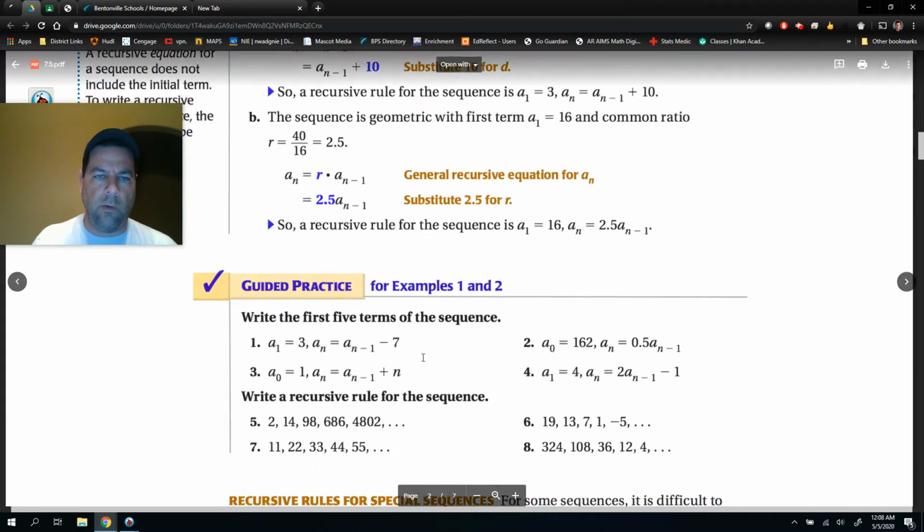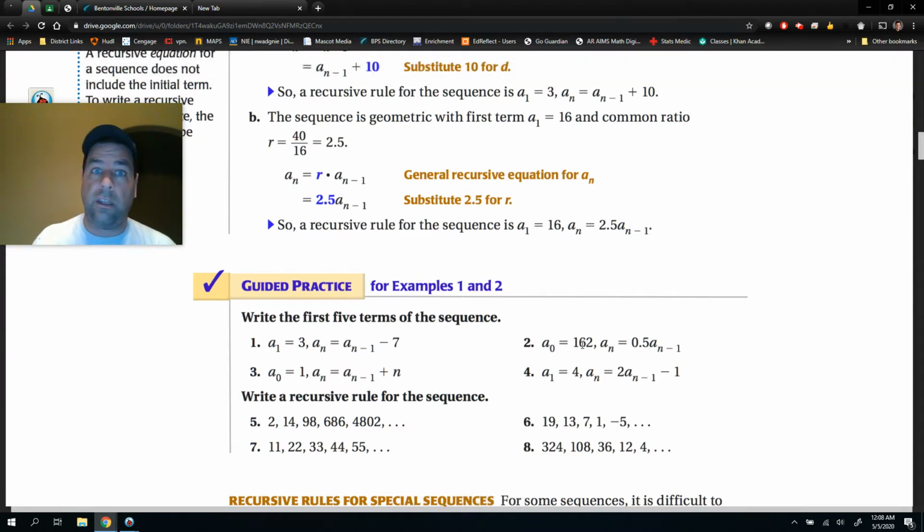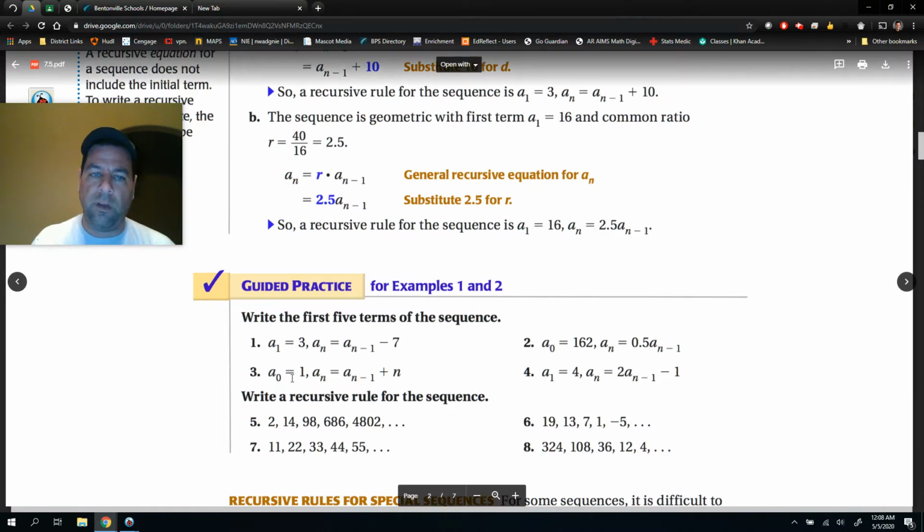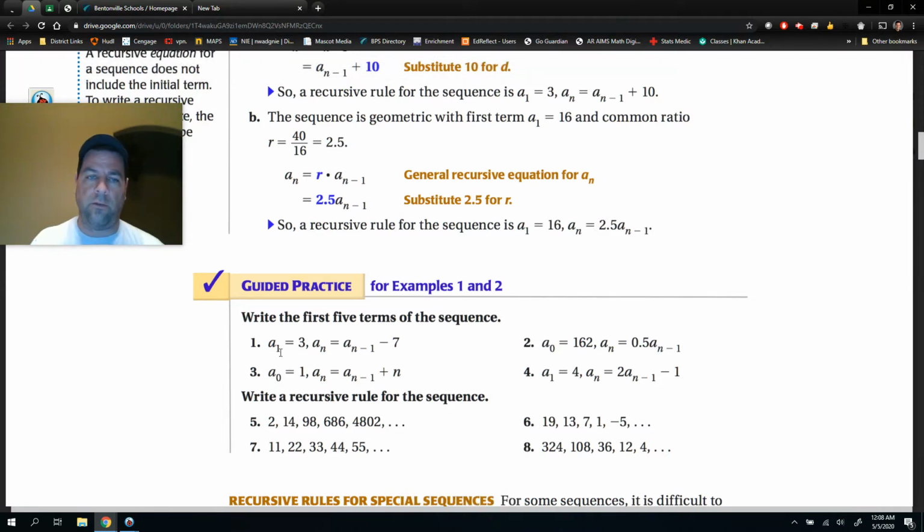All right, write the first five terms of these guys. So here's a sub 0. Now, a sub 0 is not the first term. So you got to plug in 162 in here times 0.5 to get the first term. Okay? A sub 0 is not the first term. A sub 1 is the first term.